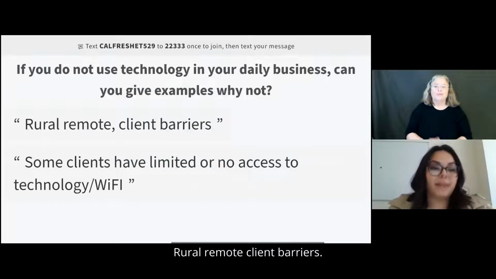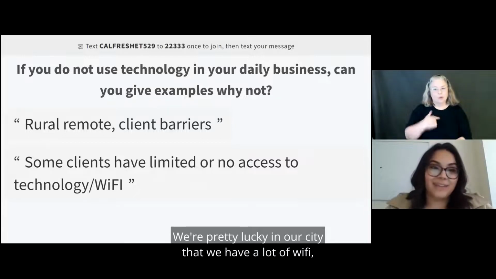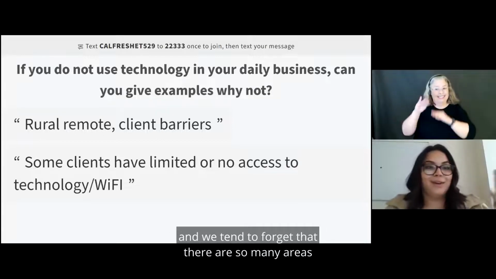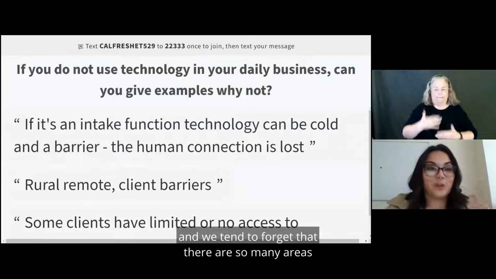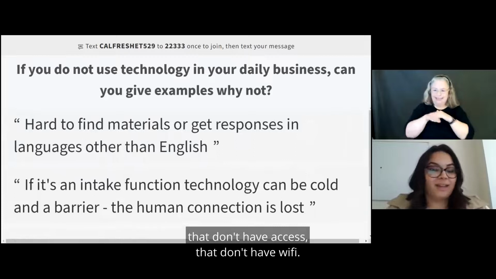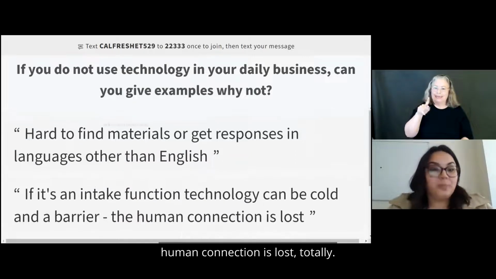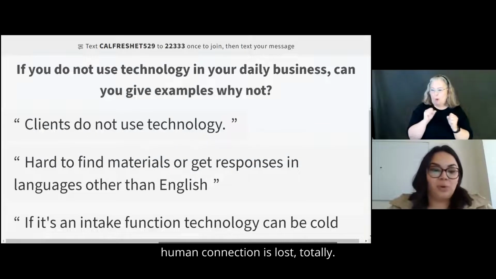Rural, remote, client barriers. We're pretty lucky in our city that we have a lot of Wi-Fi, and we tend to forget that there are so many areas that don't have access, that don't have Wi-Fi. Intake function technology can be cold and a barrier. Human connection is lost totally.